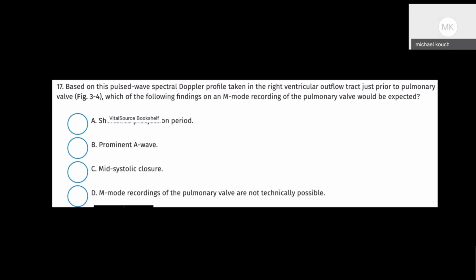So based on this pulse wave spectral Doppler profile taken in the right ventricular outflow tract just prior to the pulmonary valve, which of the following findings on M-mode recording of the pulmonic valve would be expected? I don't know why this is so goofy. So the truth is, A is not the answer, so don't worry about that. Prominent A wave, mid-systolic closure, M-mode recordings of the pulmonic valve are not technically possible.